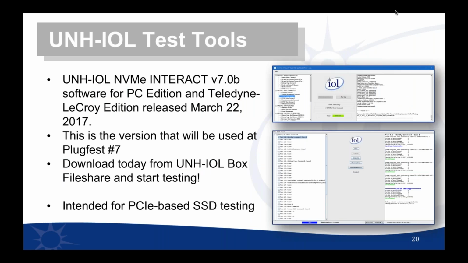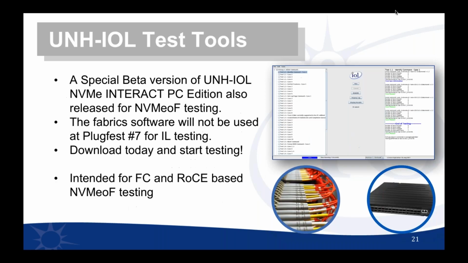Now, a little bit about the UNH-IOL tools. We've actually released version 7.0b of our PC edition tool late last month. That's the version that we're going to use at the Plugfest. So if you're preparing for the Plugfest and maybe you've got version 6K or version 6L, don't use that. Be sure to download the newest one. We've got version 7.0b up on our file share right now, so be sure to download that newest one and start your preparation that way.